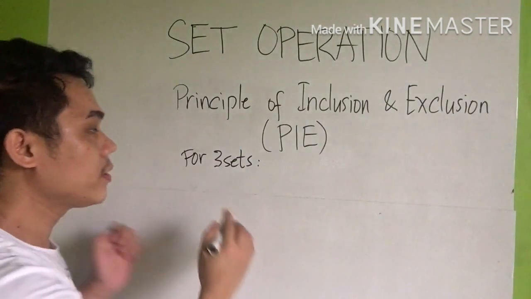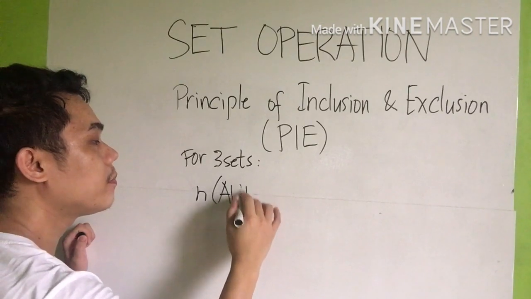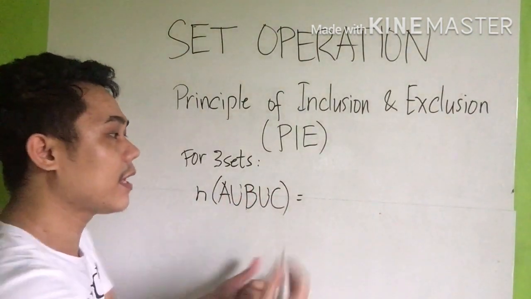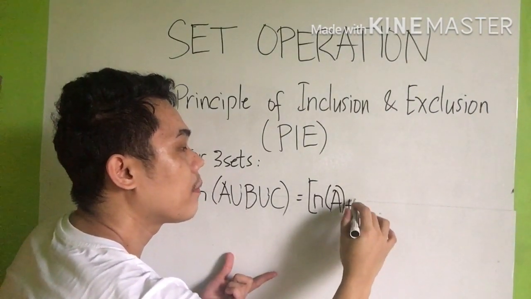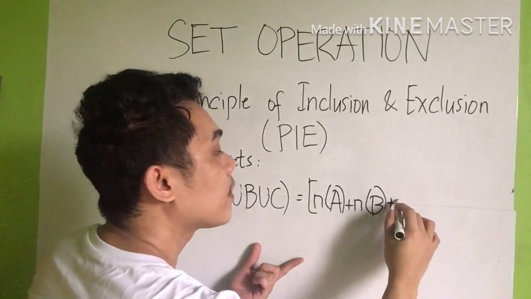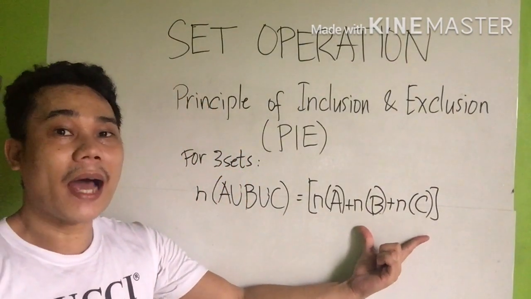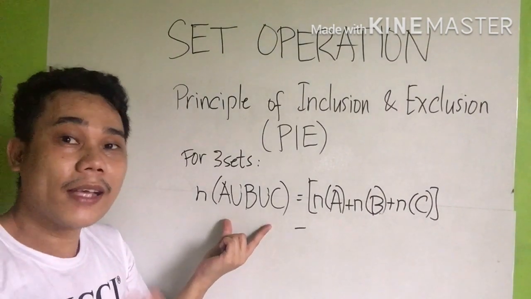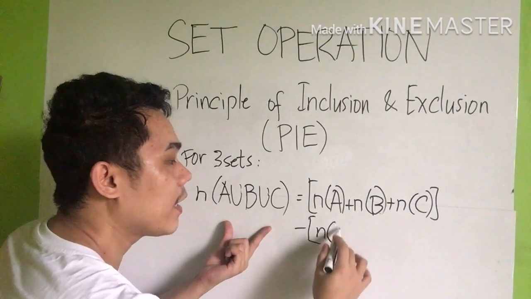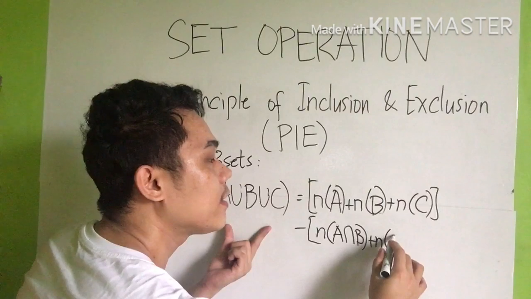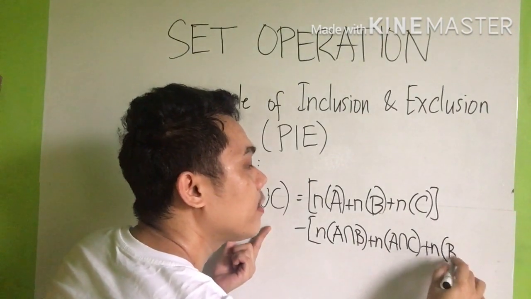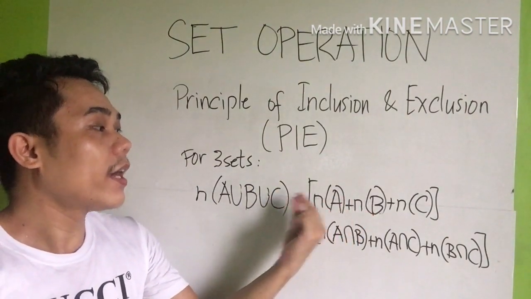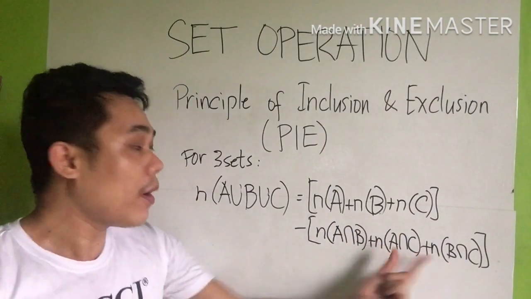For three sets, say the cardinality of A union B union C. As we did before, we first take the cardinality of each set: cardinality of A plus cardinality of B plus cardinality of C. After adding, we subtract the cardinality of each pairwise intersection: minus cardinality of A intersection B, minus cardinality of A intersection C, minus cardinality of B intersection C. I hope you can see it. First, we add the cardinality of each one, then we add the cardinality of each pair, but with a minus.